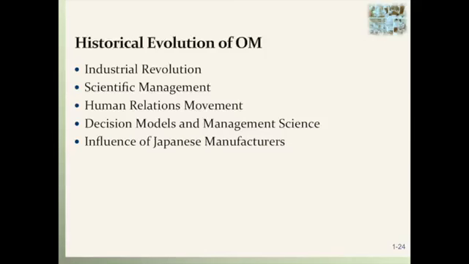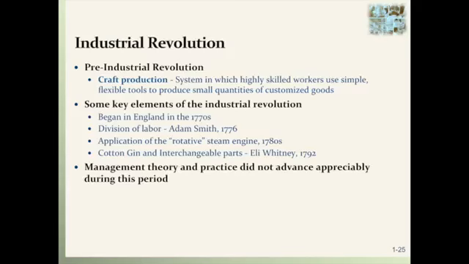So there's a historical evolution of operations management. There's the Industrial Revolution, scientific management, human relations management, decision models and management science, and influence of Japanese manufacturers. So we'll start with the Industrial Revolution.